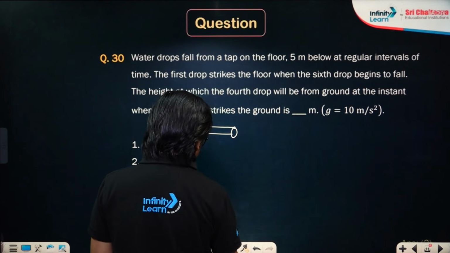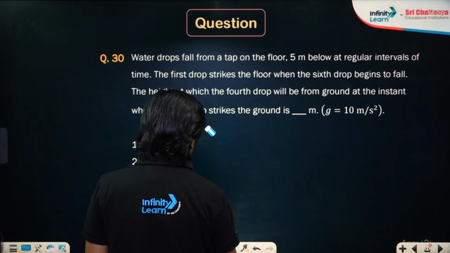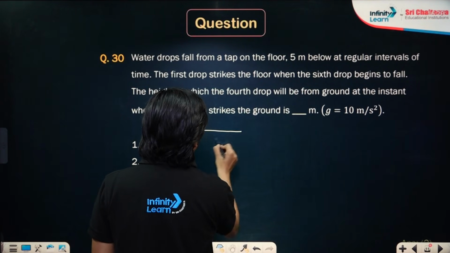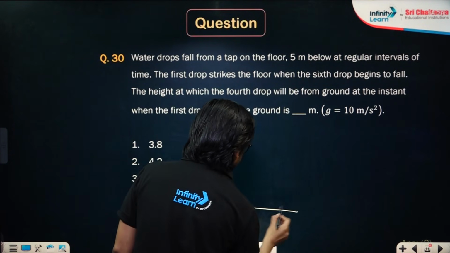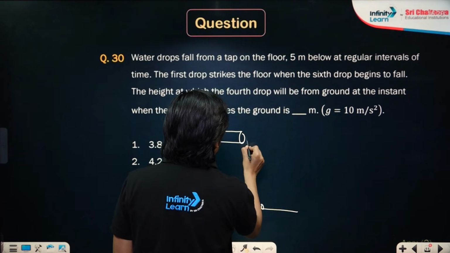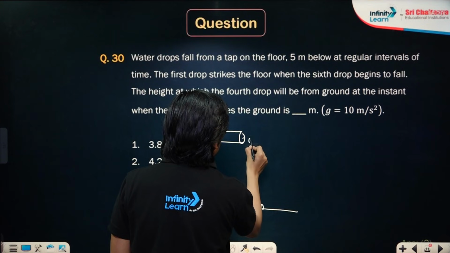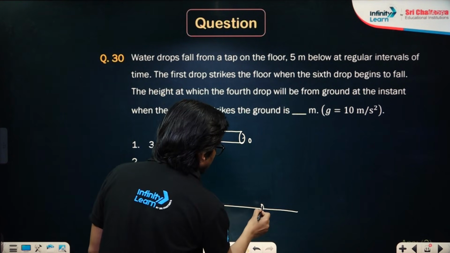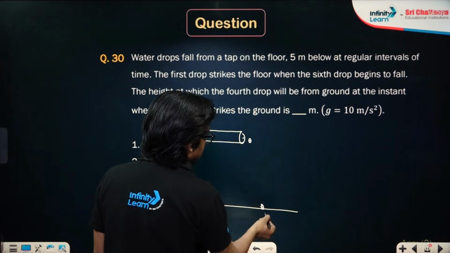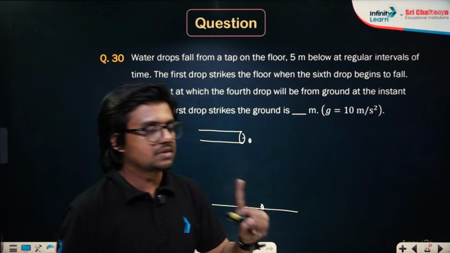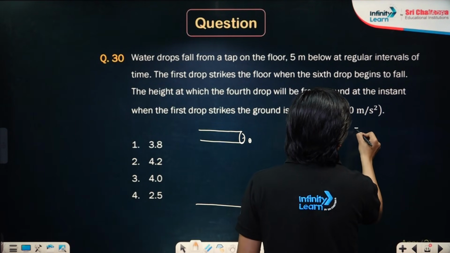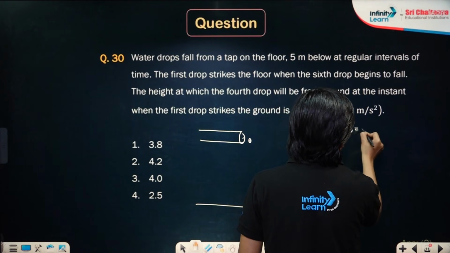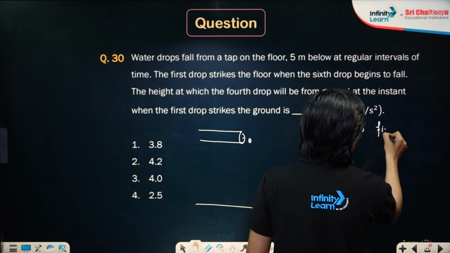Okay, when the first drop is falling, they are falling at regular intervals of time. So when the first drop is touching the ground, here the drop is actually the sixth one. Suppose this first drop starts falling at t equal to 0 instant.